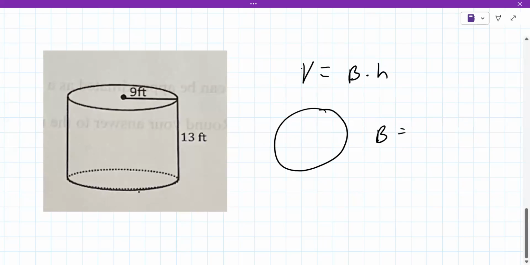What is the area of a circle? 3.14? No, that's the approximation of pi. What is the formula for the area of a circle? The area of the circle is pi r squared. Okay. Now, if we go back and look at the instructions, it says to leave the answers in terms of pi.